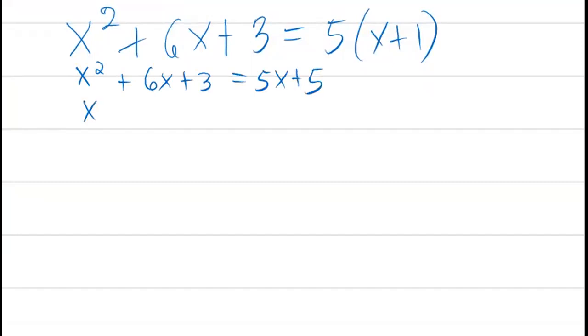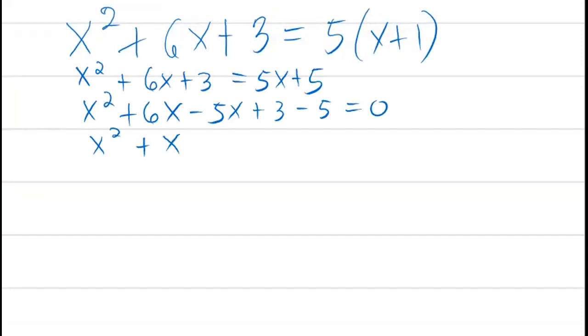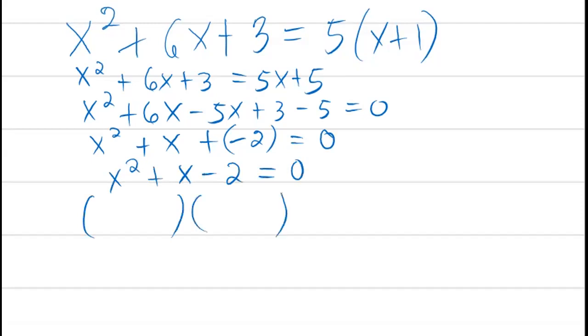So continue simplifying. 6x minus 5x, moving it to the left, and 3 minus 5 is equal to 0. So x squared plus 1x, 6x minus 5x, plus 3 minus 5 is -2, equal to 0. Or we can just simply write x squared plus x minus 2 equals 0. Now factor them. We can use our old method or we can use the method introduced by the book.